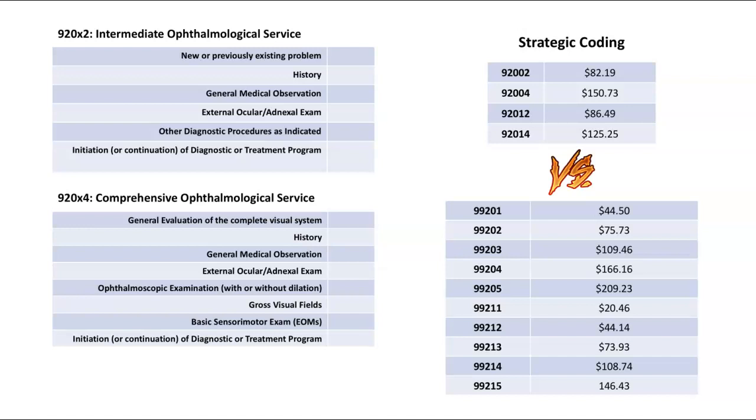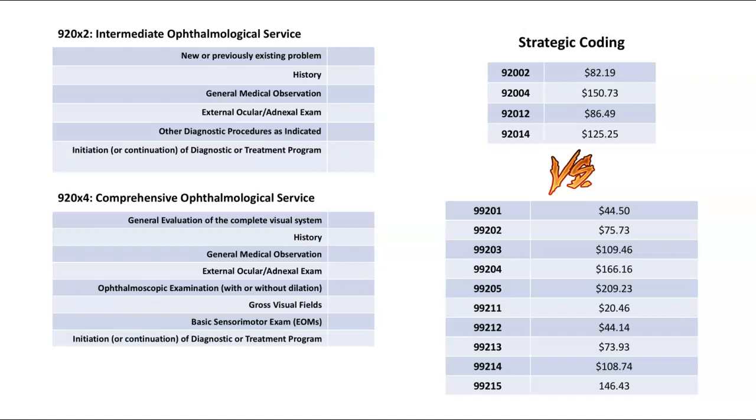On the back of that sheet, you'll see it breaks down the 92,000 codes. And the 92,000 codes are a little bit easier to grade. It's just a simple checkbox. Here you see for the intermediate ophthalmological service, you have the checkboxes on the top. If all of those are checked, it earned 92012 or 02. And for the comprehensive ophthalmological service, the same thing. If all those boxes are checked, it earns a comprehensive ophthalmological service. If even one is missing, it does not. You cannot use that code.